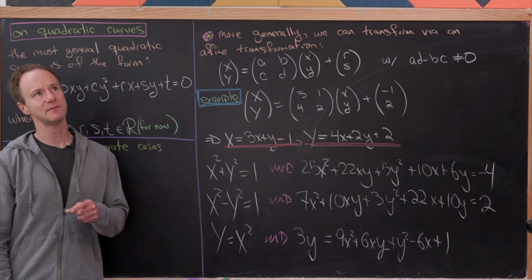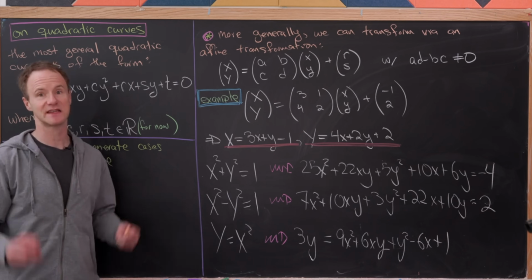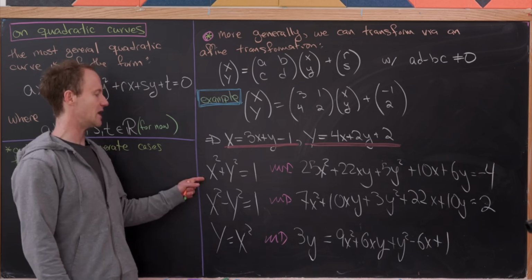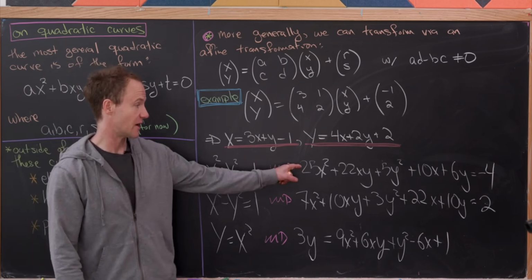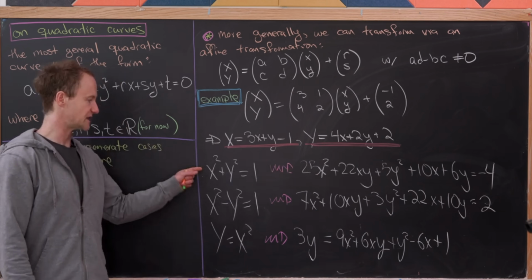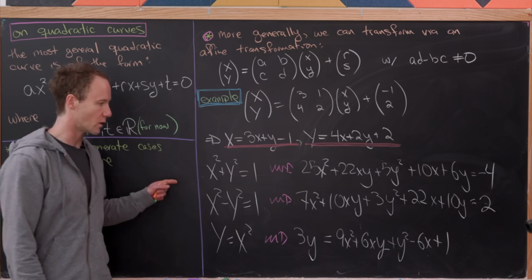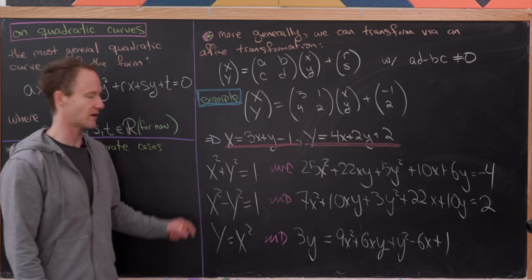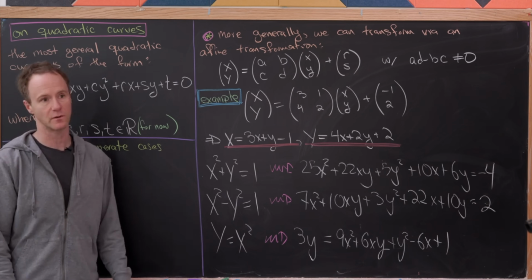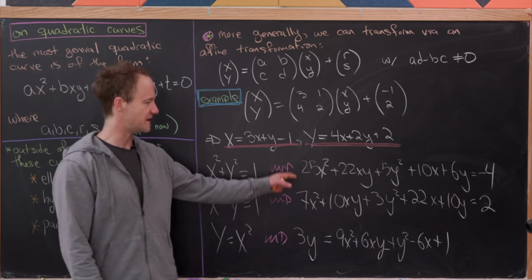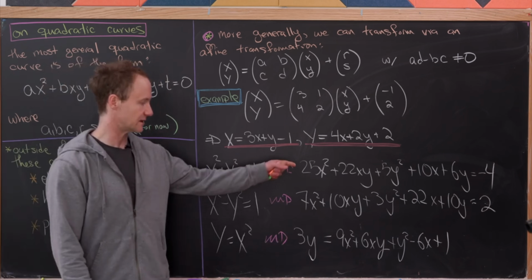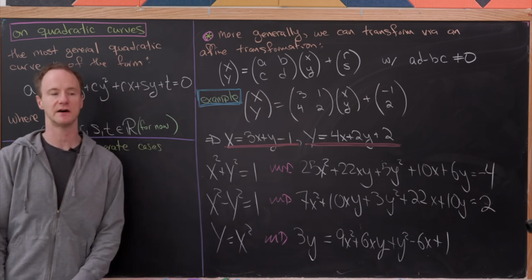Okay, so I guess the next obvious question is, well, if we had not known that this 25x squared plus all the stuff arose from a transformation of the unit circle, or this 7x squared plus stuff arose from a transformation of the unit hyperbola, and so on and so forth, how would we know that these equations over here represented an ellipse, a hyperbola, and a parabola?